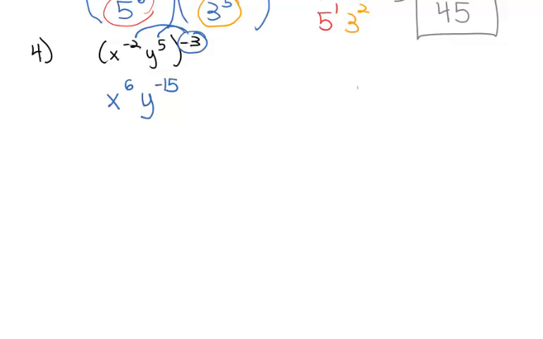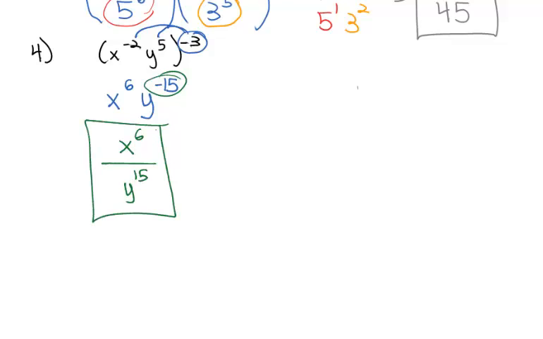Now that we've taken care of the parentheses, now we can move that negative exponent to the denominator. So we have x to the 6th over y to the 15th for our final solution.